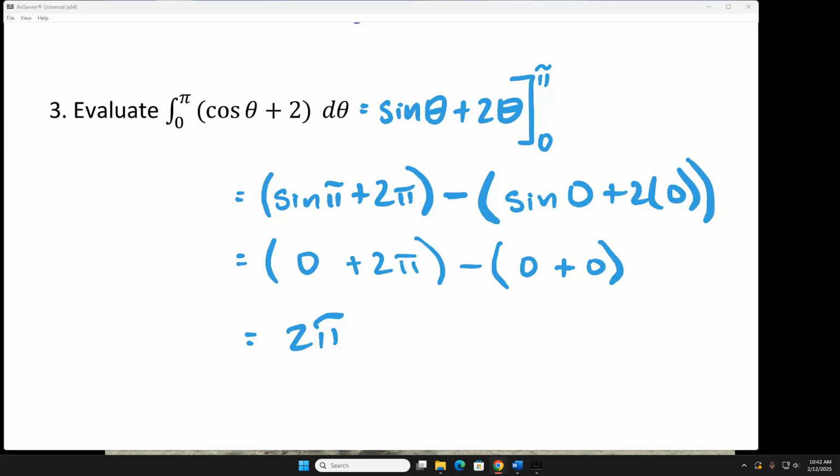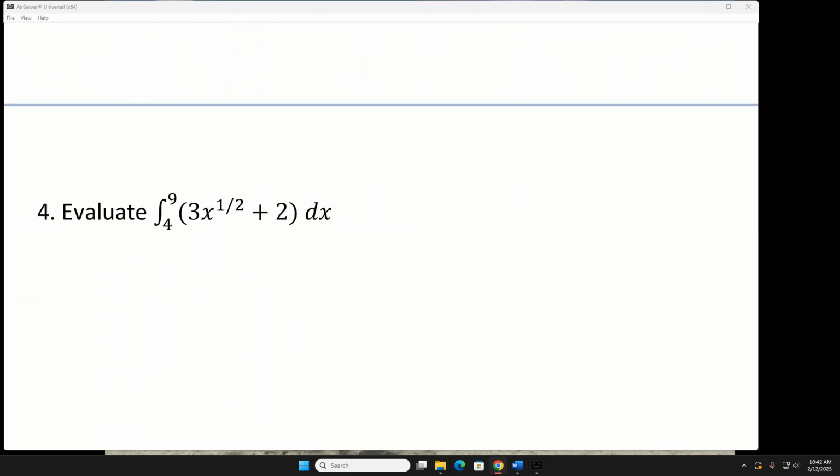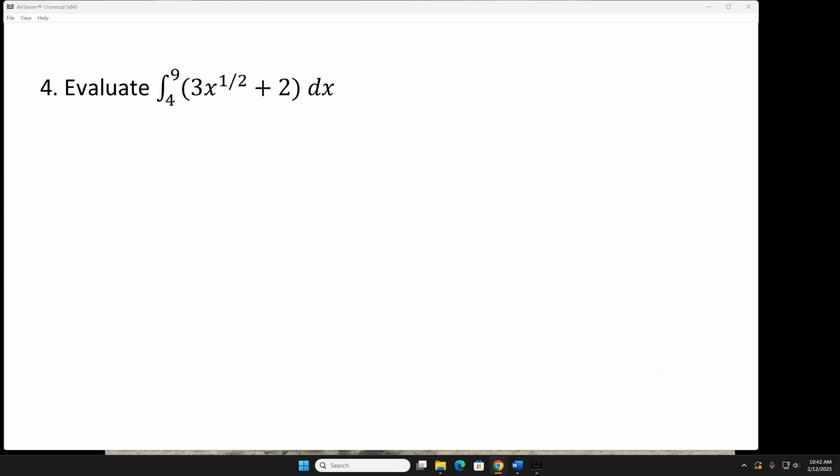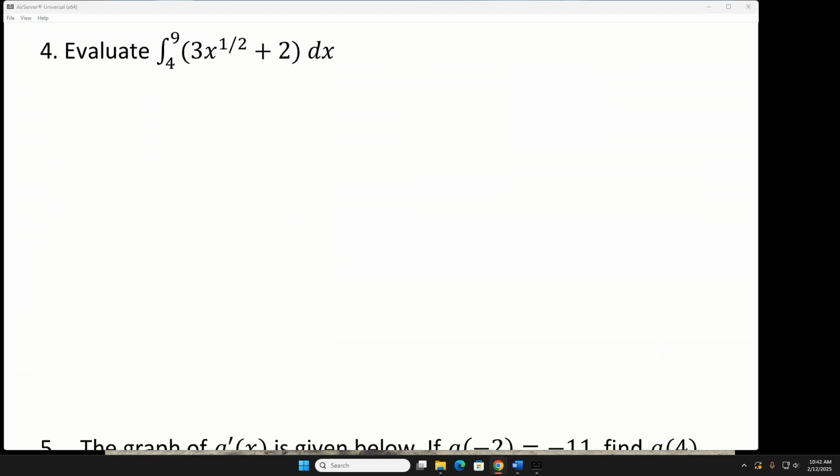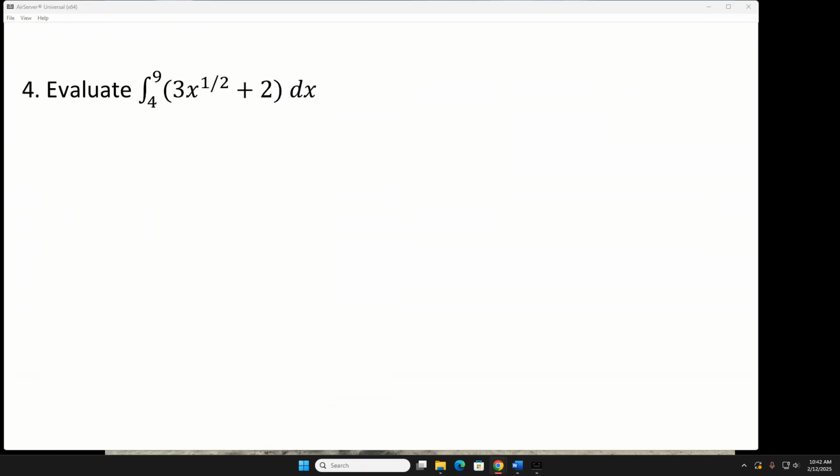Okay, let's do one that might be a little more challenging. So this one I did go ahead and make it have a power. It's possible on your assignment it could be the square root of x, where you would need to rewrite it. But let's just go ahead and find the antiderivative. I'm going to add 1 to my power, and then divide by my new power. So what is my new power going to be? 3 over 2. We add 1 to 1/2, so 3/2.